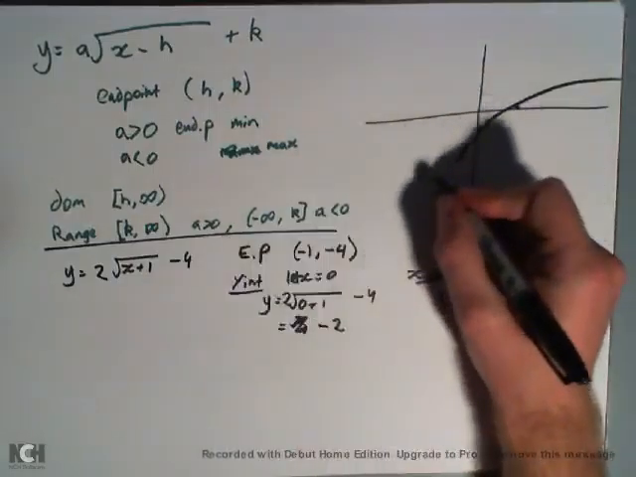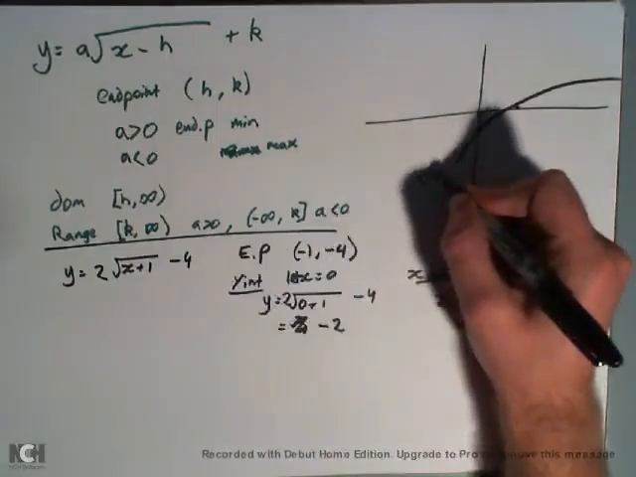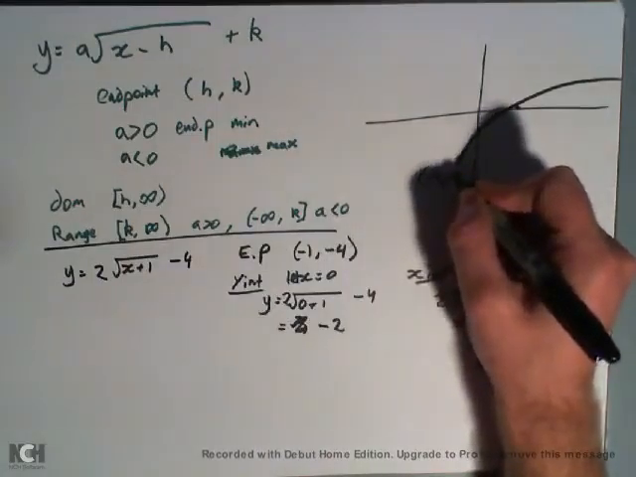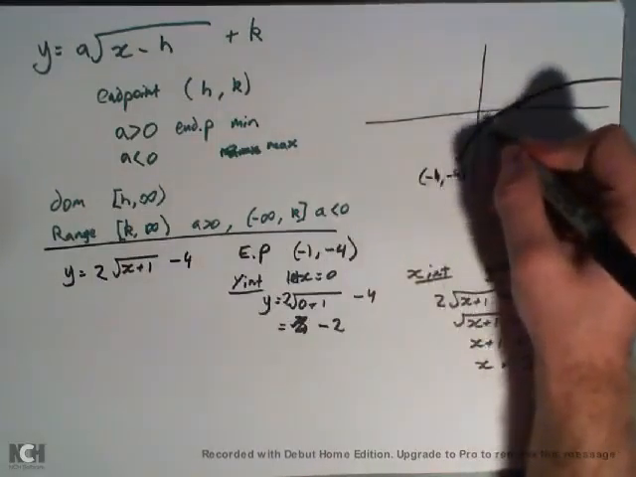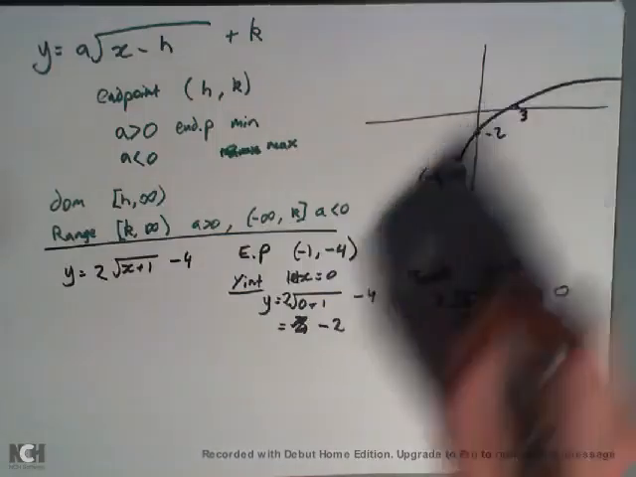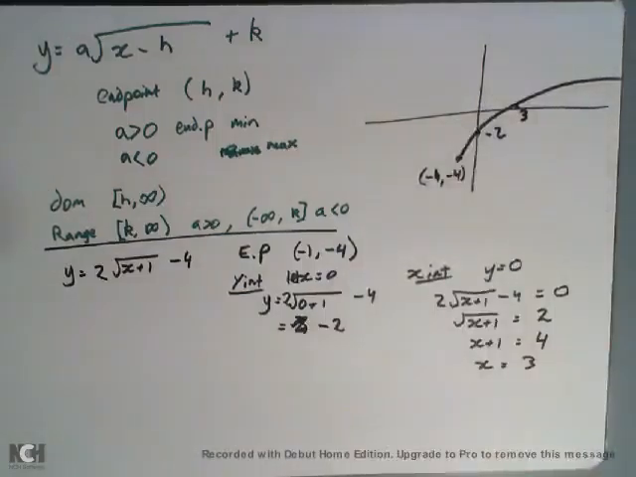And I just want to label that point there. This point here and this point here. So that's it. So that's sketching the graph.